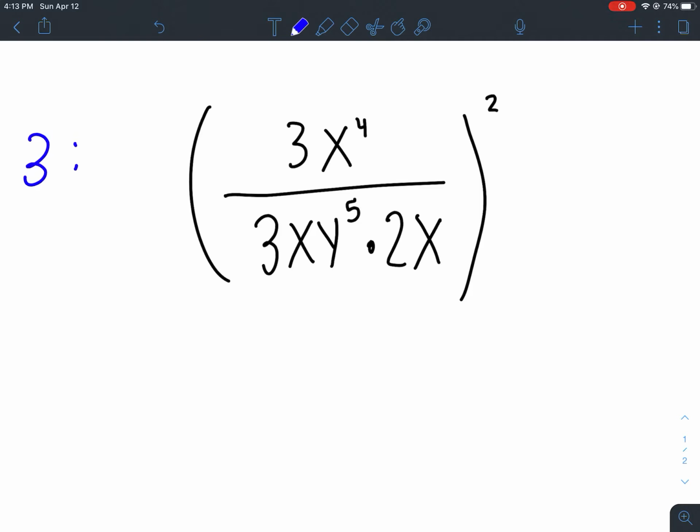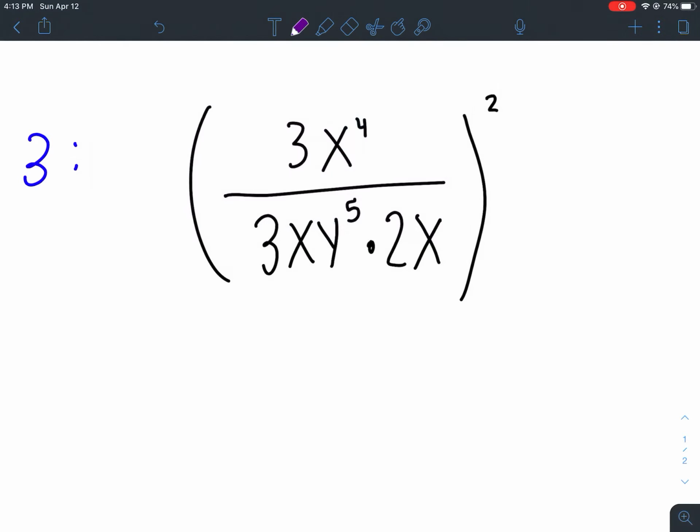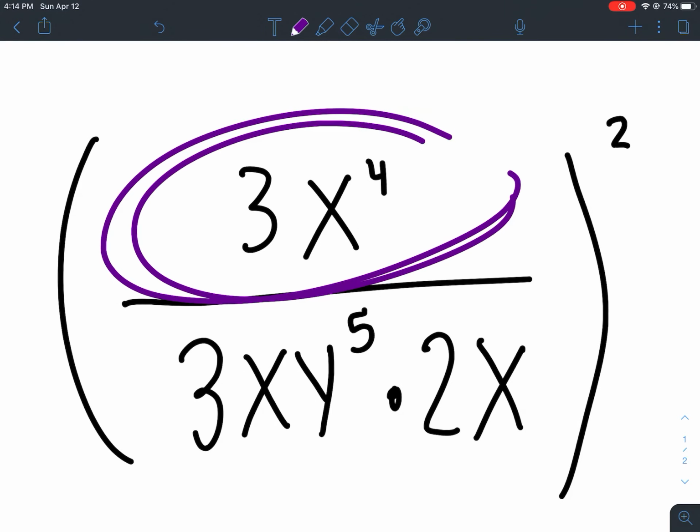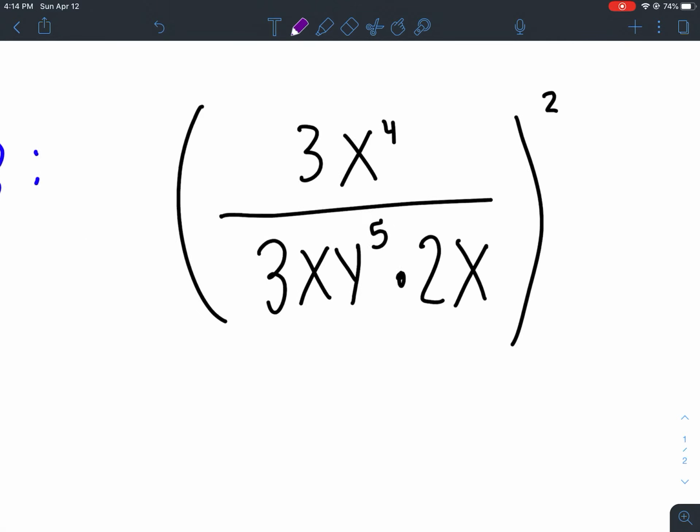Number 3. Now here I notice, whoa, there's a lot of stuff going on. There's a fraction inside, there's a bunch of stuff in that denominator, and it's parentheses squared. Okay, you want to think of things one step at a time. So the first thing I'm going to do is look at the numerator. Nothing I can simplify here, so I'm going to move on to the denominator. There's some stuff I can simplify here.